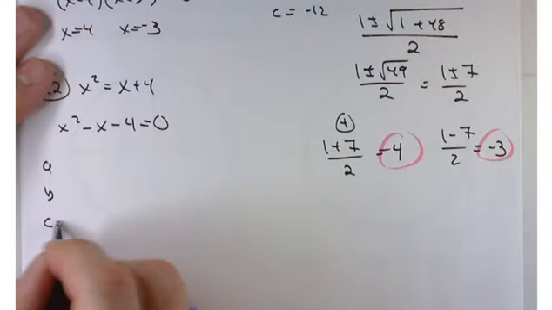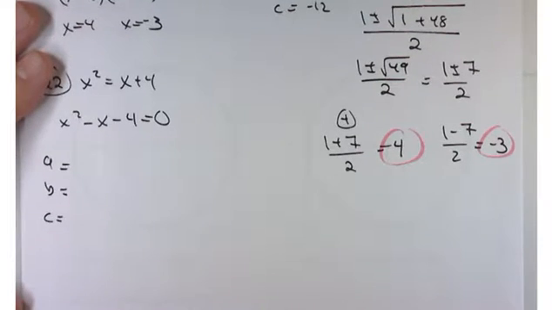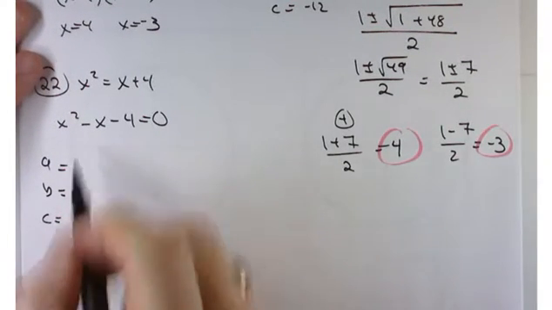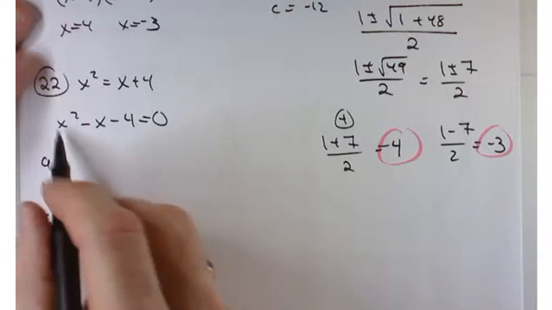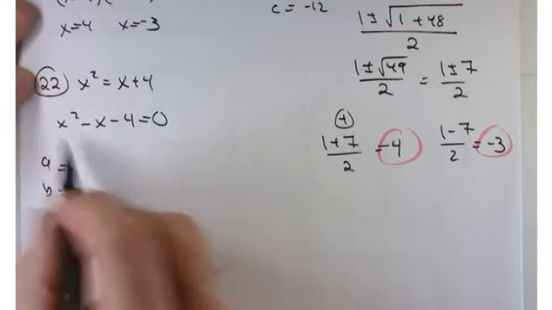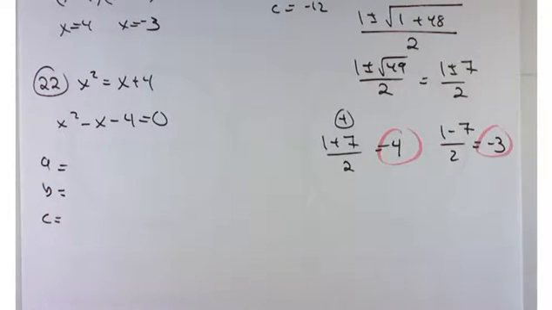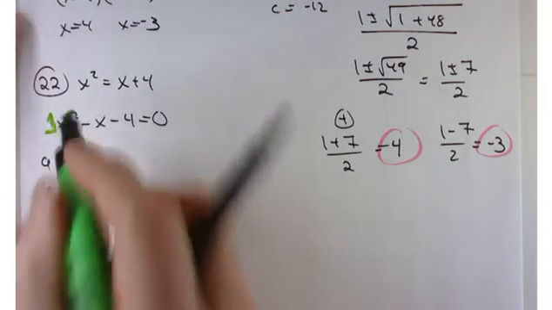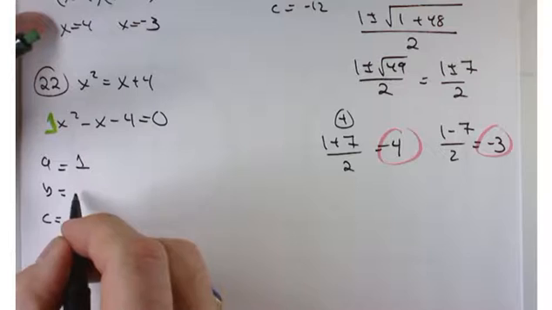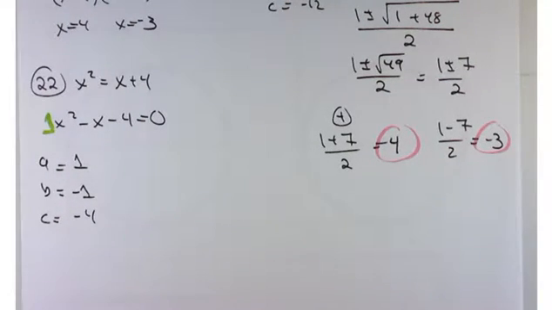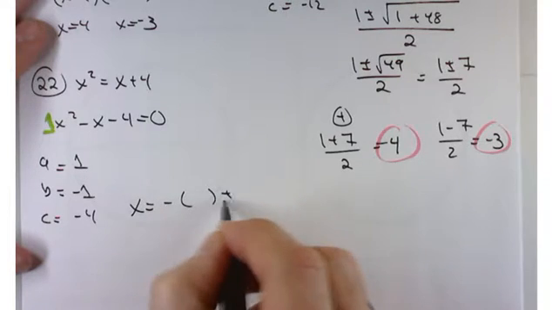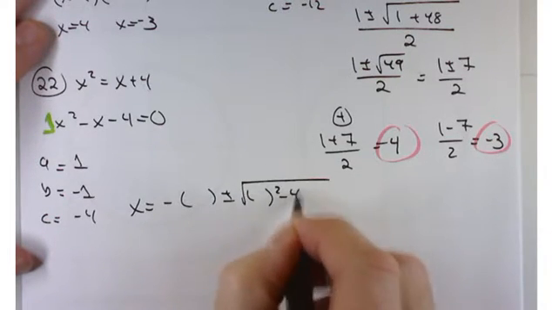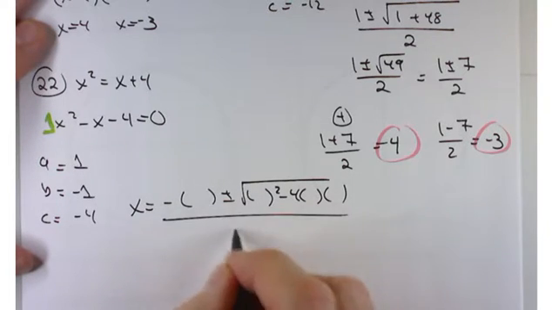A, B, and C. Micah, what would A, B, and C equal for this one? Let's start with A. So it's not really written, but what's understood to be in front of the x squared term? All right, so 1. Good. 1, -1, and -4. So take those and put them into the quadratic formula. Plus or minus the square root of something squared minus 4 times something all over 2a.